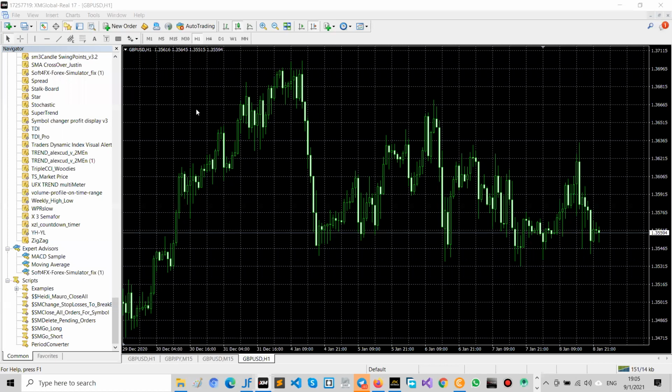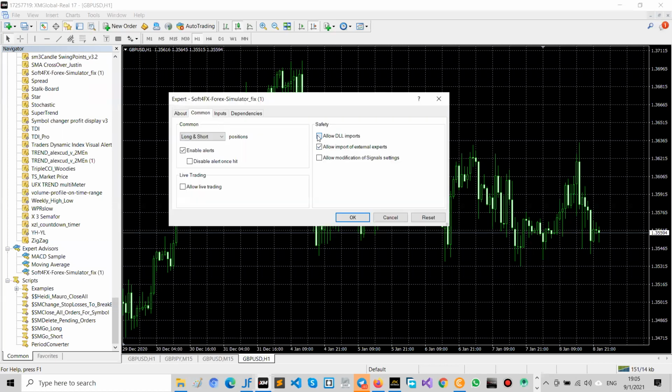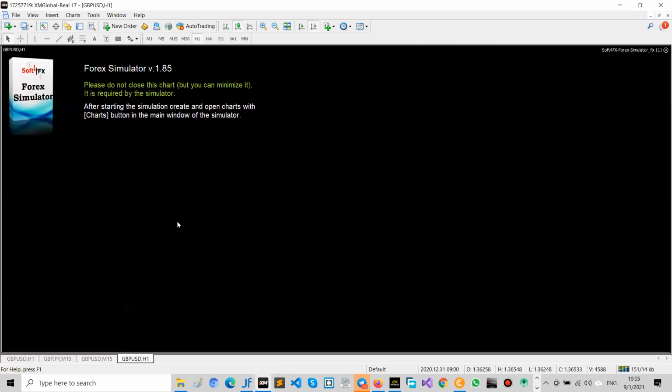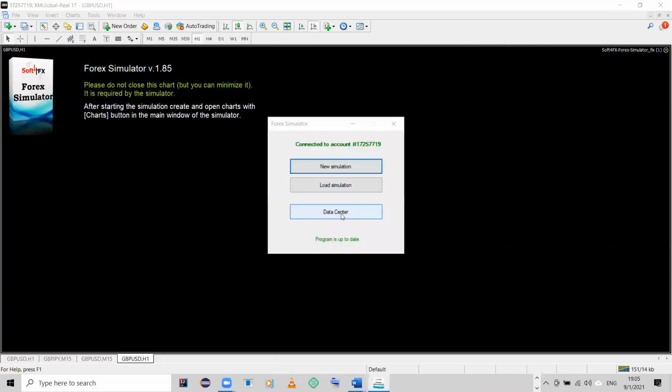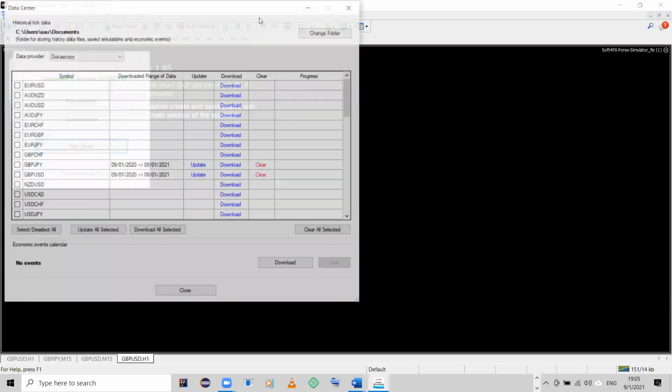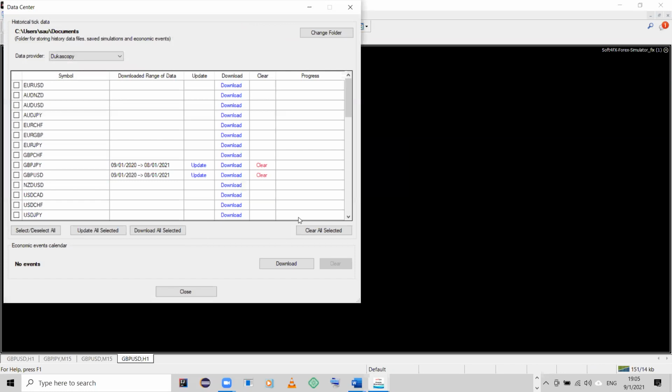So that's the first step. This is sort of like turning it on. As you can see, it's on now. So open right here. As you can see, all pairs are showing here.